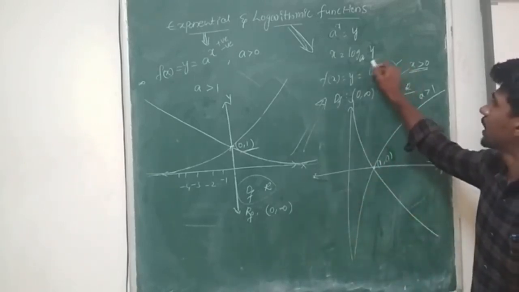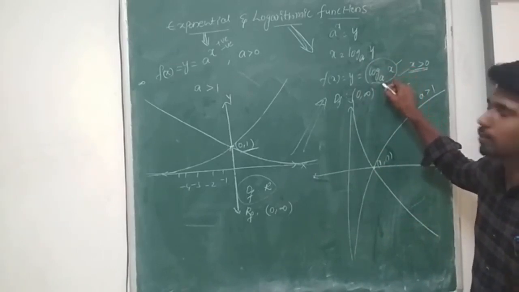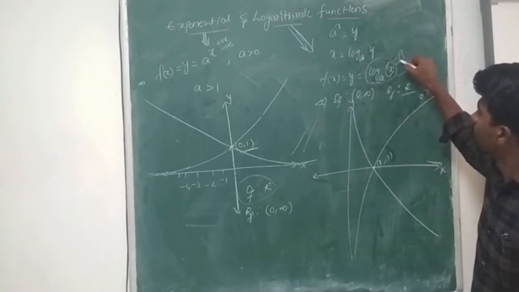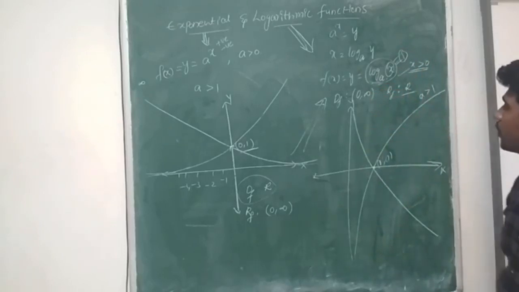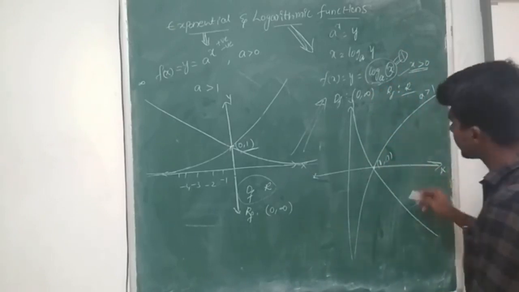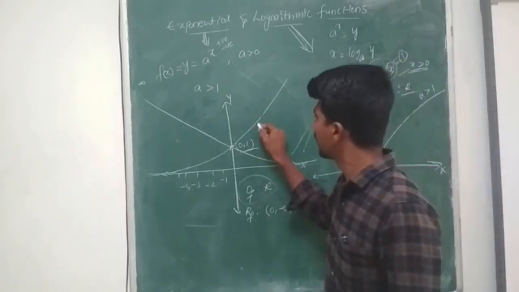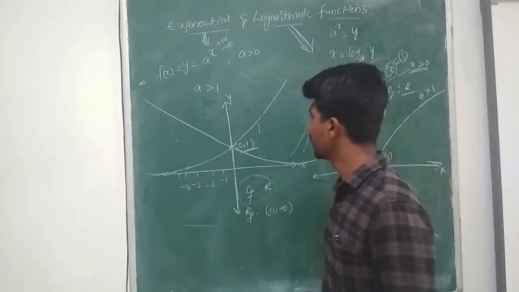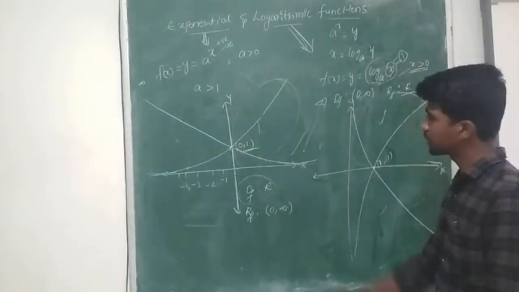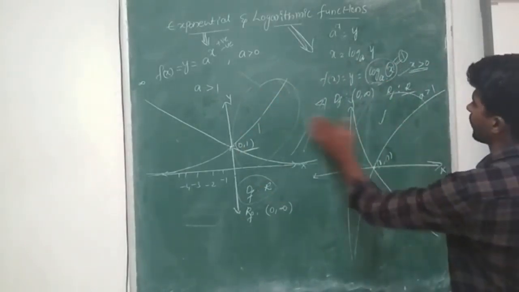We have learned in previous classes that the logarithm of 1 to any base always gives 0. Nothing but the value of x I consider as 1, then we get 0 irrespective of a. So the logarithmic function meets the x-axis and lies in the first and fourth quadrants, but the exponential function lies in the first and second quadrants. So what is common for both functions? The common portion is nothing but the first quadrant.